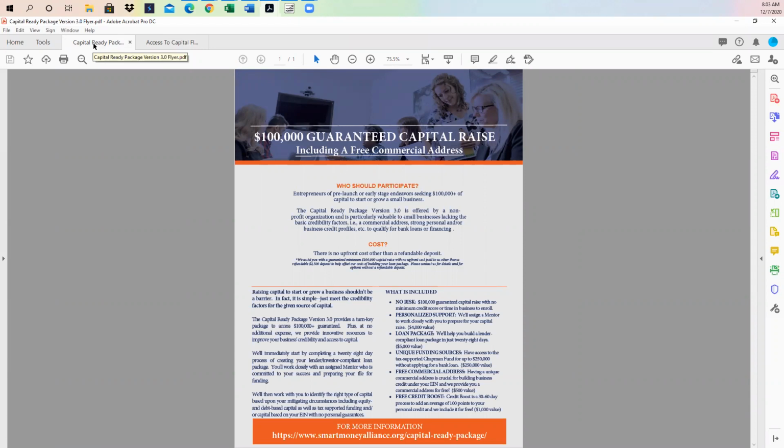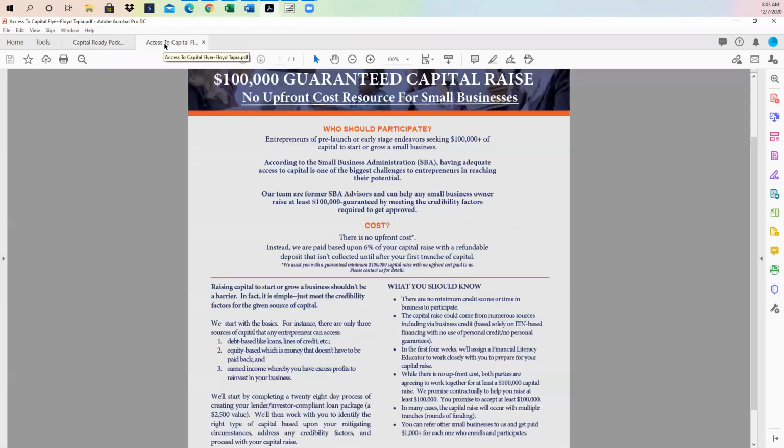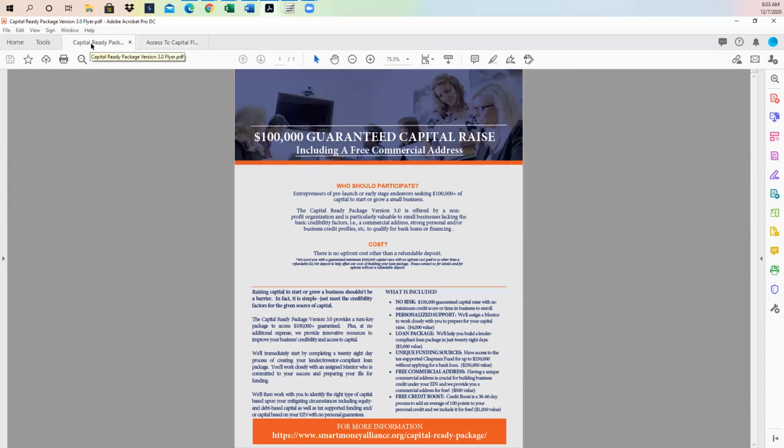But the difference is with Capital Ready, we collect it up front. So Access to Capital, we defer, we don't collect, we don't invoice, we don't ask the client to pay the deposit until after their first capital raise. The Capital Ready Package 3.0, just like 2.0, we collect it up front. Now, technically, you collect it up front. You collect the $2,500, you keep half, you submit half in. So let's start to dig a little deeper.